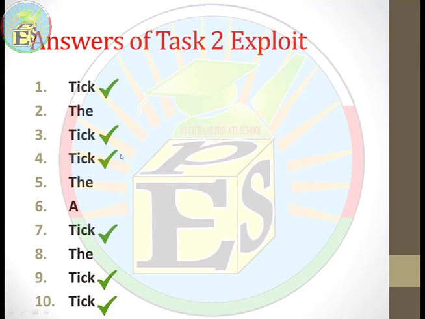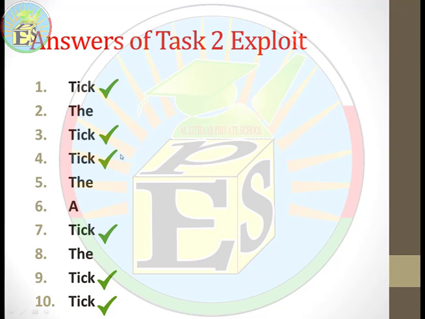Number 4, my sister is a nurse and often works at night. This whole sentence is correct, so you have to put a tick. Number 5, he usually does his homework in the morning. In the morning. You can go back to the box and you can see that we use the article the when you want to explain about the timing. In the morning, in the afternoon, in the evening.